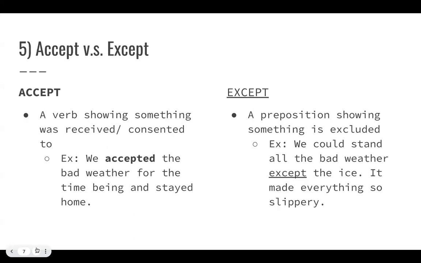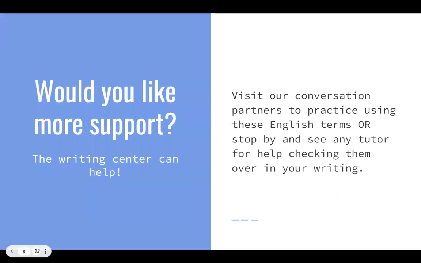And accept versus except. Accept is a verb showing something was received or consented to. So, for example, we accepted the bad weather for the time being and stayed home. Except is a preposition showing something is excluded. For example, we could stand all the bad weather except the ice. It made everything so slippery.